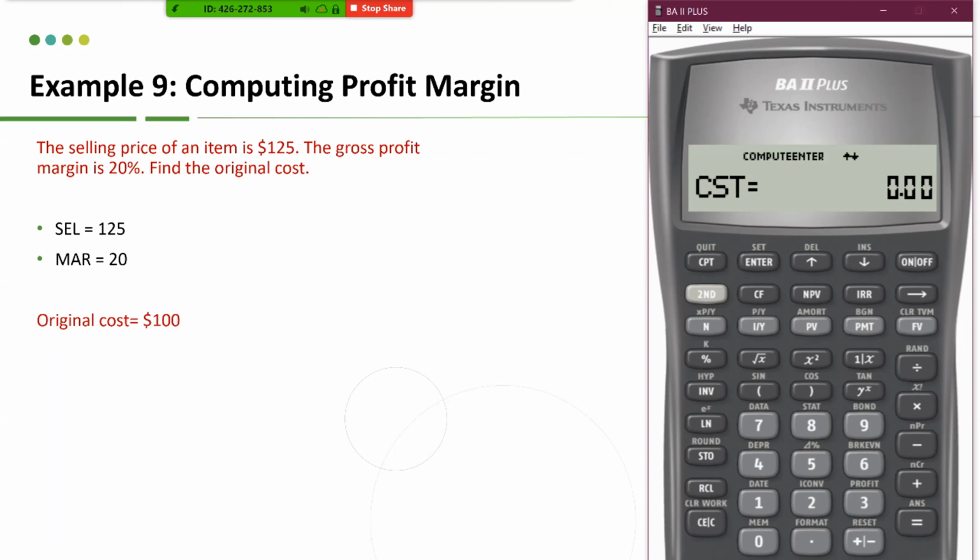Because you want to find the original cost, you need to leave this value as blank, as a 0. Then you go to the next value, which is selling price. Your selling price is 125, and then you press enter. The next one is your profit margin. Your profit margin is 20%, and then you press enter. So you go back to cost, and then you press compute. You will get your original cost is 100 ringgit.